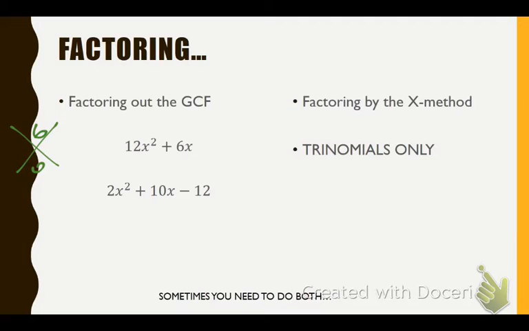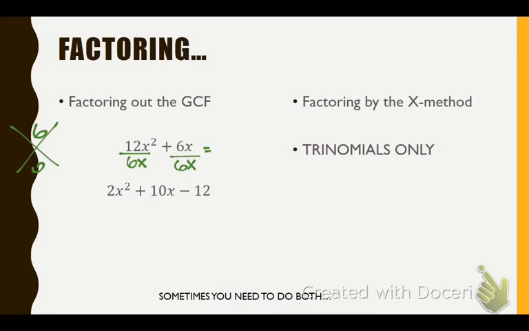Okay? So factoring out a GCF, you would look at these and see what number and letter they have in common. They have 6 in common. They're both divisible by 6. And how many x's do they have in common? 1. So you're going to write x. This is still called factoring. It is just not the AC or the x method.